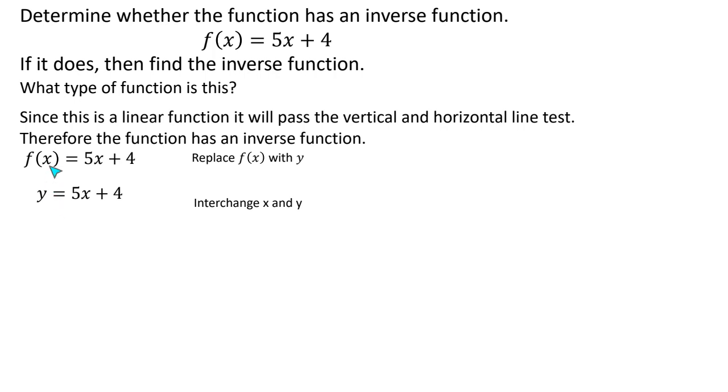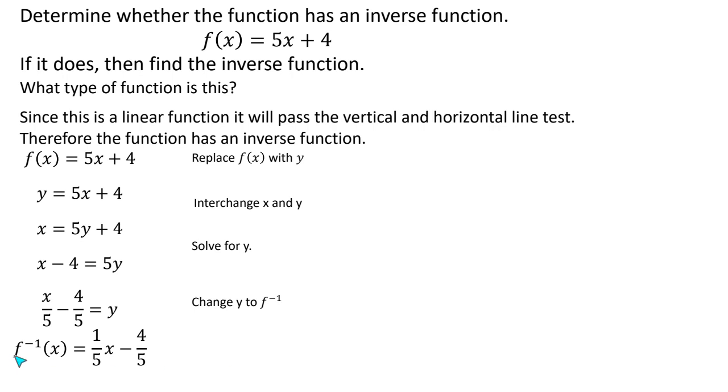So now that we changed f of x to y, we're going to interchange the x and the y. And so we can write it as x equals 5y plus 4. And then we're going to solve for y. So I'm going to subtract 4 on both sides. So we get x minus 4 equals 5y. Divide by 5. And so this is going to be our equation. And to finish it off, we use the symbol for inverse, which is f inverse of x is equal to 1/5 x minus 4/5. And that's how we would find our inverse.